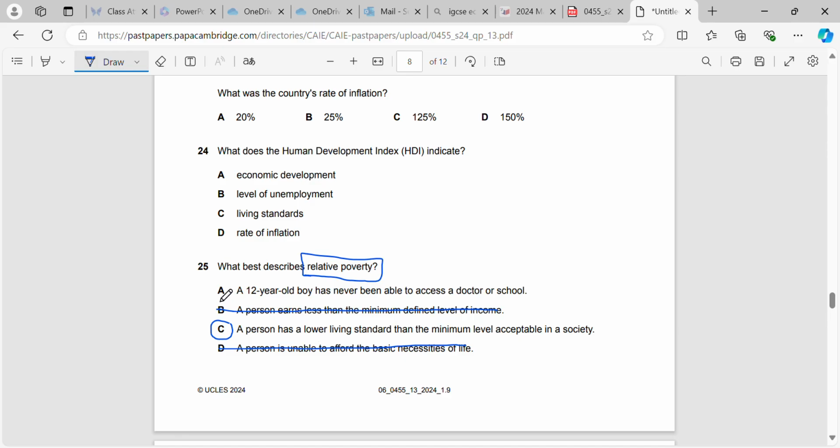And a 12-year-old boy has never been able to access a doctor or school. Those are the basic necessities of life that we need, which are given in D. So that would be absolute poverty, not relative poverty. So the other three are absolute. C is relative. We're feeling poor in comparison to other people, but we may have enough money to meet our basic necessities.